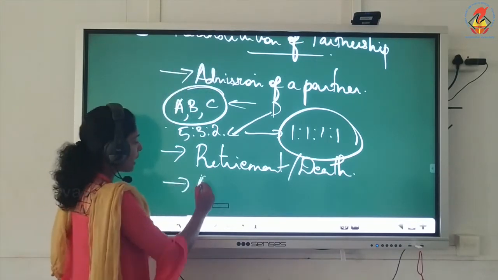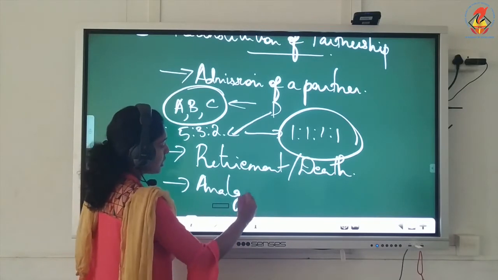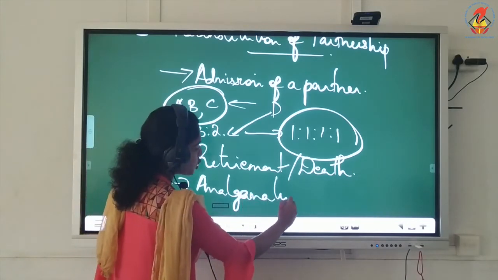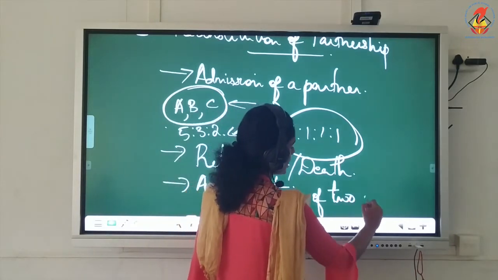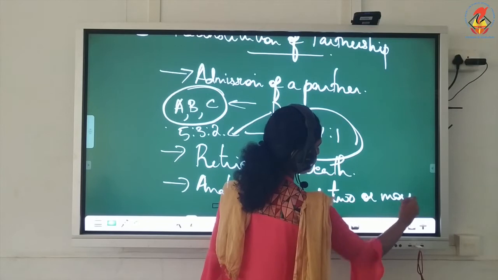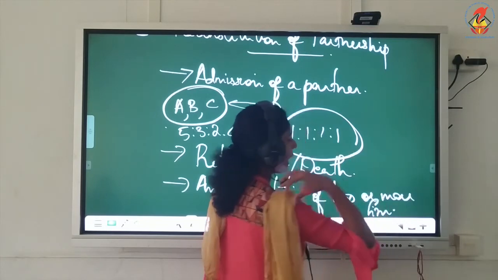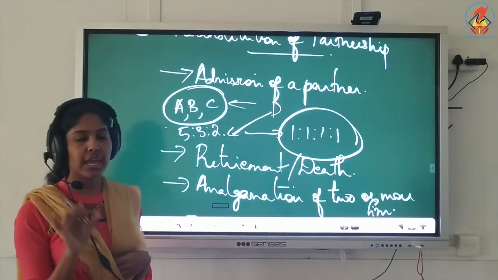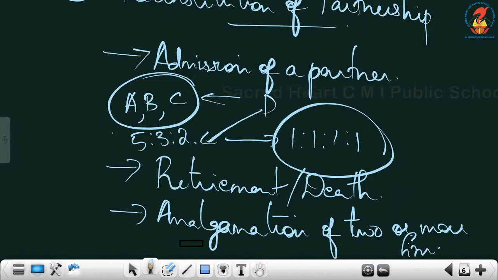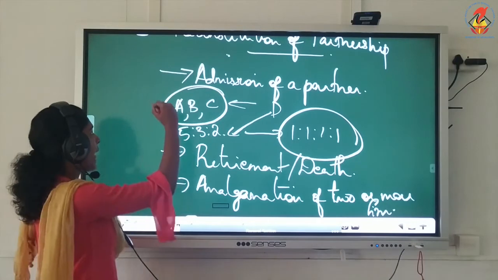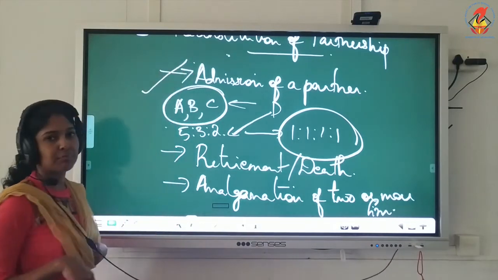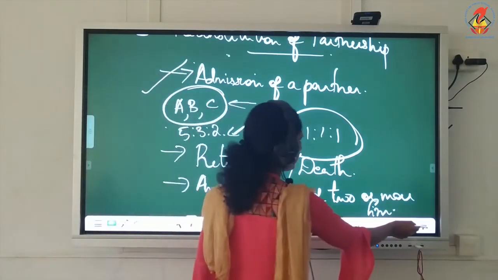Then the next one is amalgamation. Amalgamation means merging of two or more firms. So when they merge together, again there can be a change to their existing agreement. So existing agreement comes to an end and a new agreement is formed between the partners. That is called reconstitution of partnership, and we are discussing this chapter now, admission of a partner.